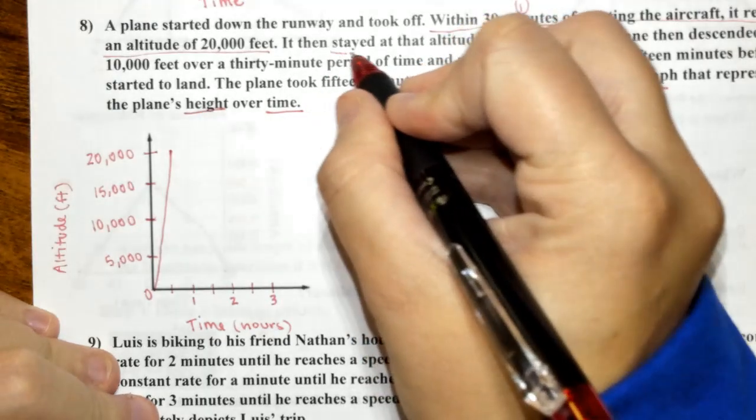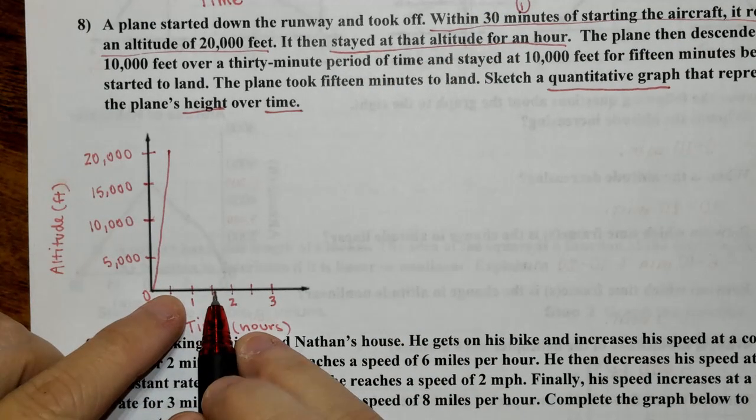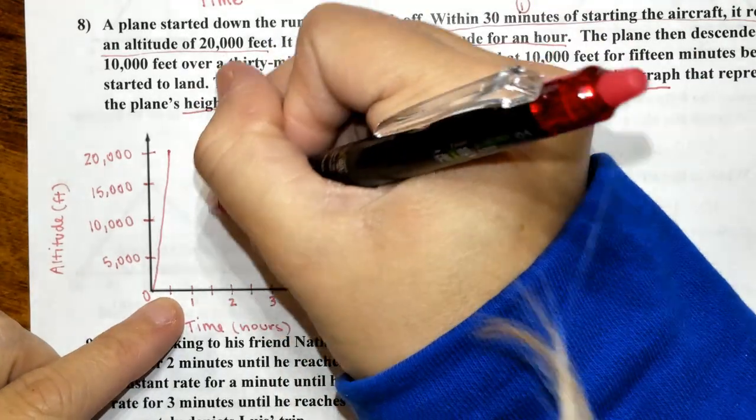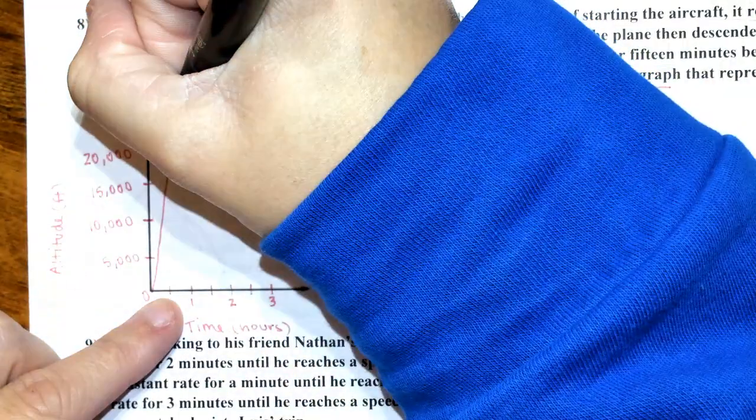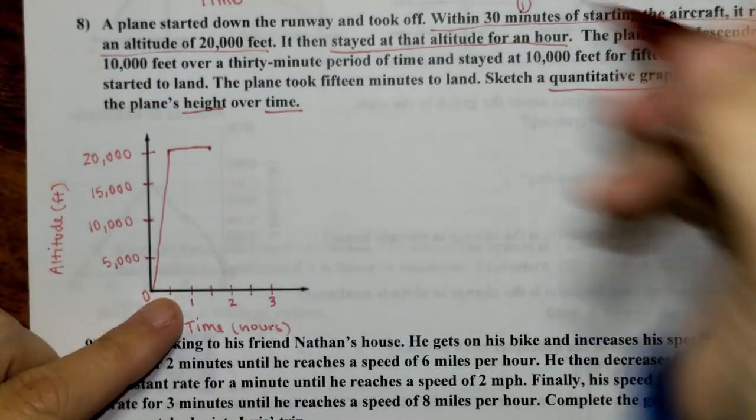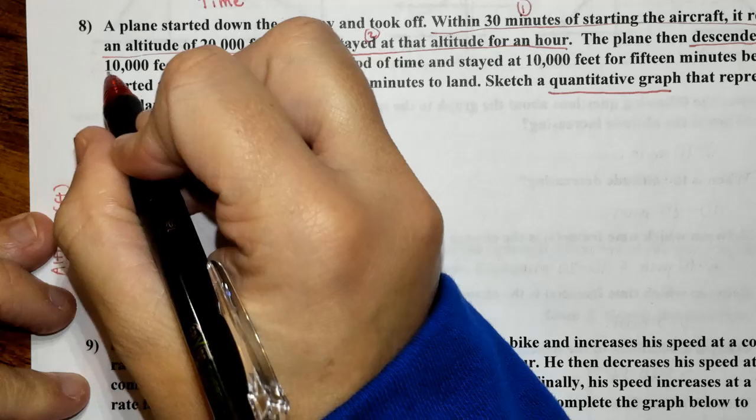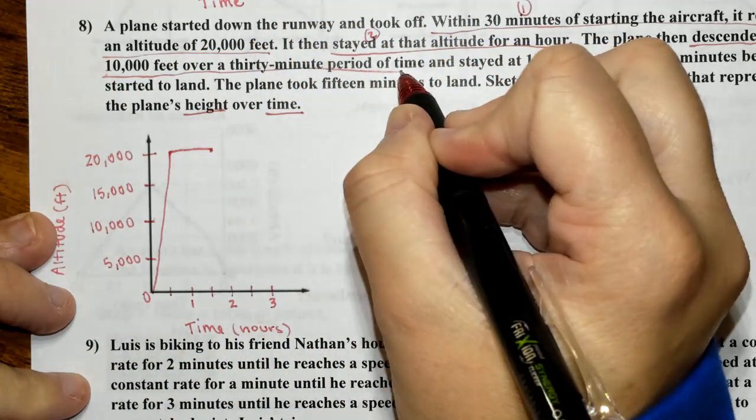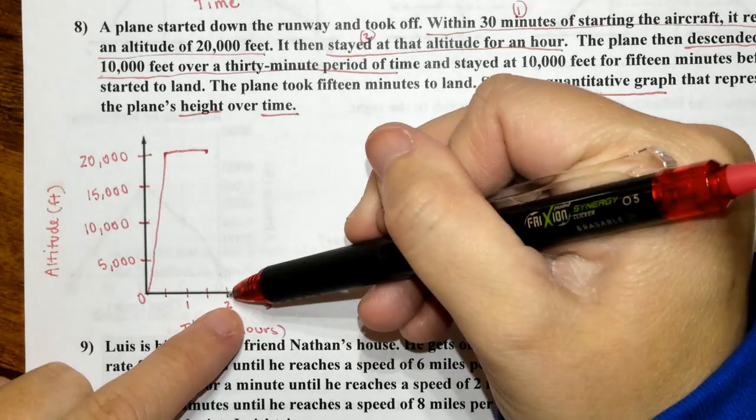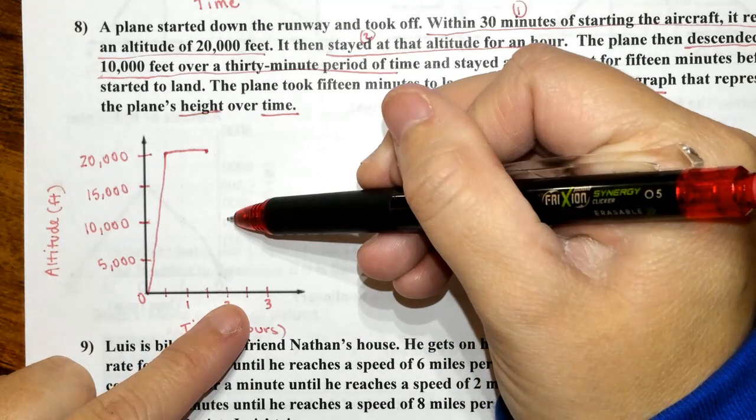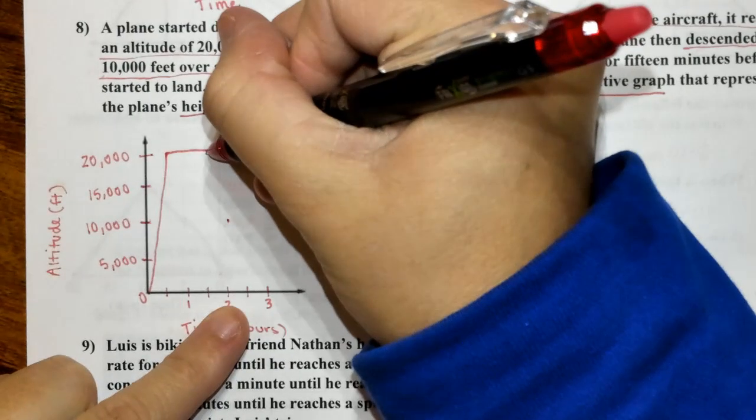It stayed at that altitude for an hour, so I'm at the 30-minute mark, so I need to go, an hour would be the next 30-minute mark. So it stays there for an hour. Okay, that would be the second part. The plane then descended to 10,000 feet over a 30-minute period of time. So, and then next, this should be right here. So at the 2-hour mark, it's descended to 10,000. So something like this.